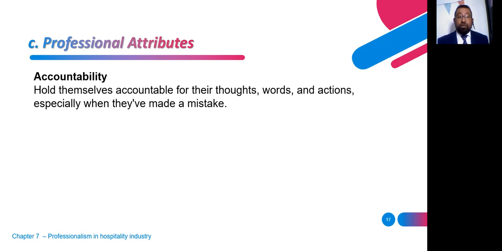Accountability. They hold themselves accountable for their thoughts, words, and actions, especially when they've made a mistake. You promise a guest that by 2:30 the room is ready. They arrive at 3 o'clock and the room is not ready. You accept that accountability and you're ready to take action to correct it, not start to blame the housekeepers and technicians, saying the room is not ready. You have to be sure of your actions and ready to take accountability.